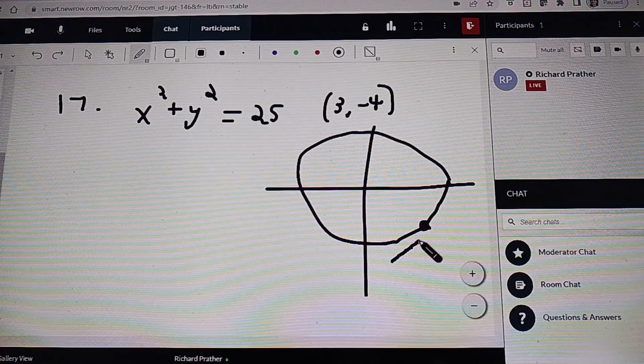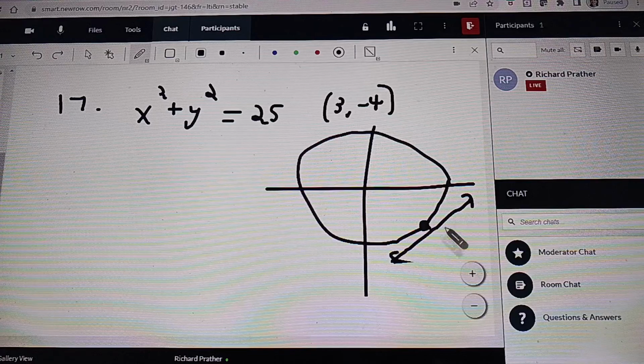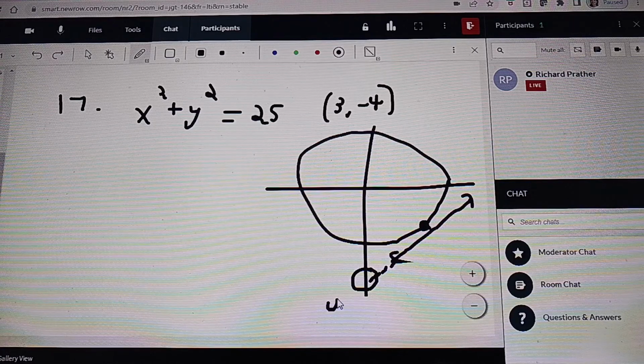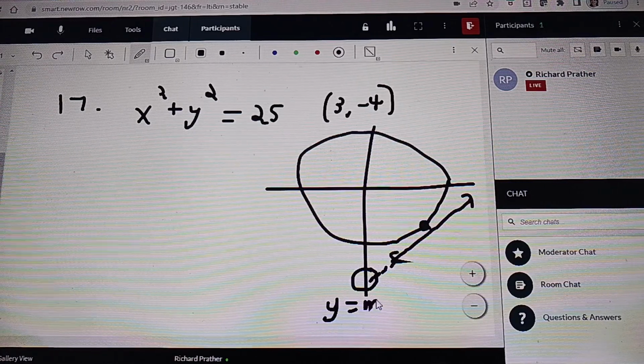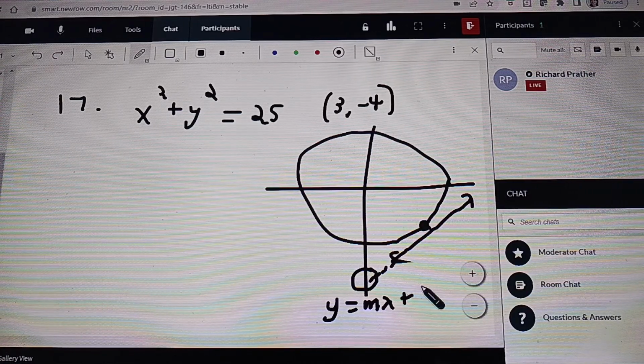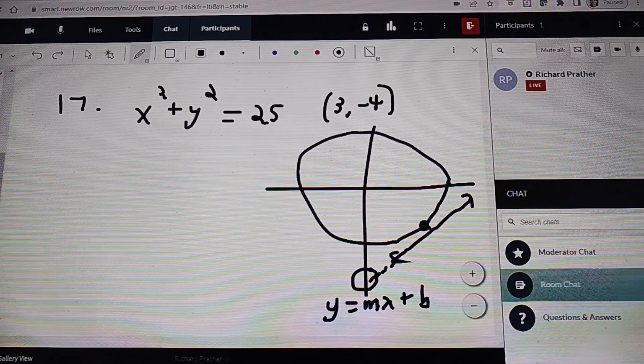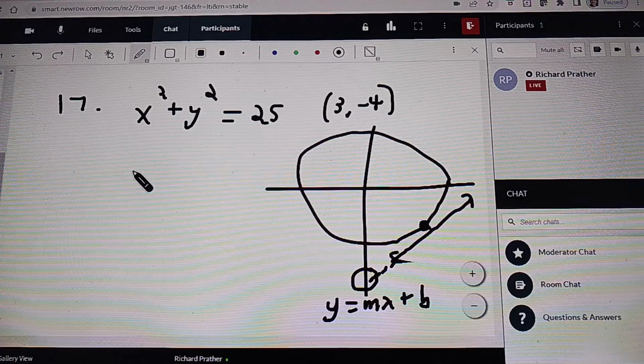So there's a tangent line that's going to touch there once. It clearly has a positive slope, and it's going to come down here and touch the y-axis at a negative value. So the equation of the tangent line is y equals mx plus b always. I can already tell the m is positive and the b is negative just by a sketch of the graph. So do what you did on number 16.